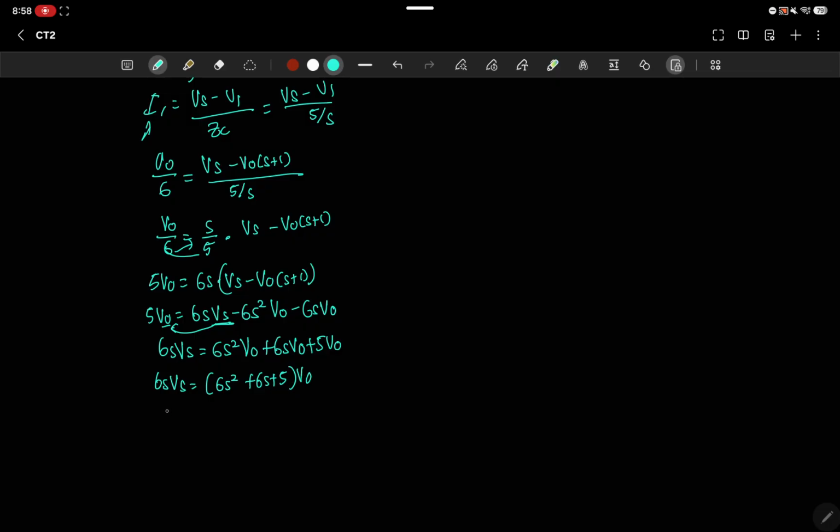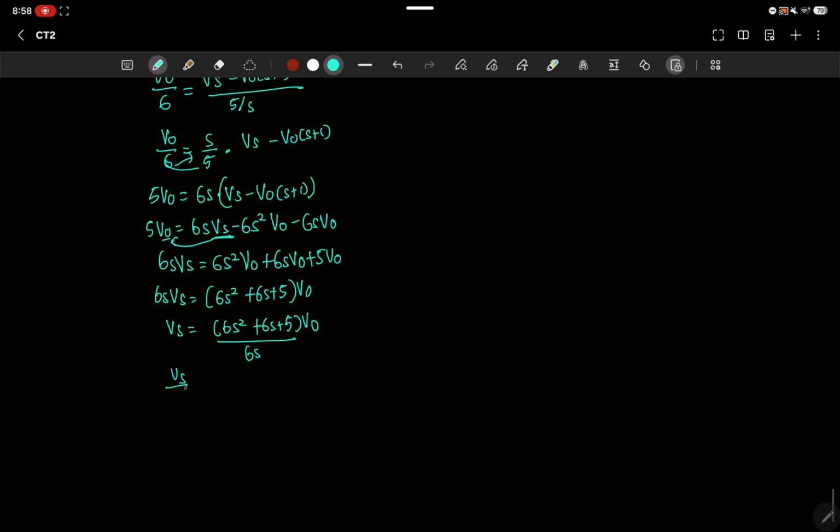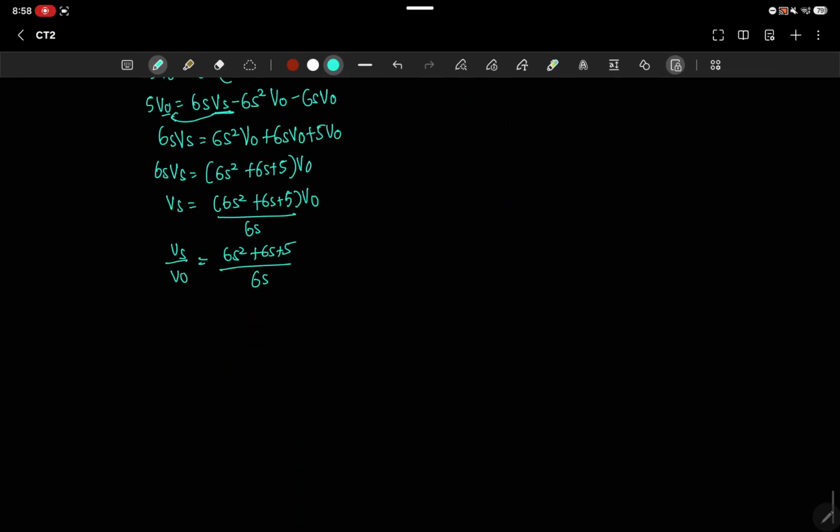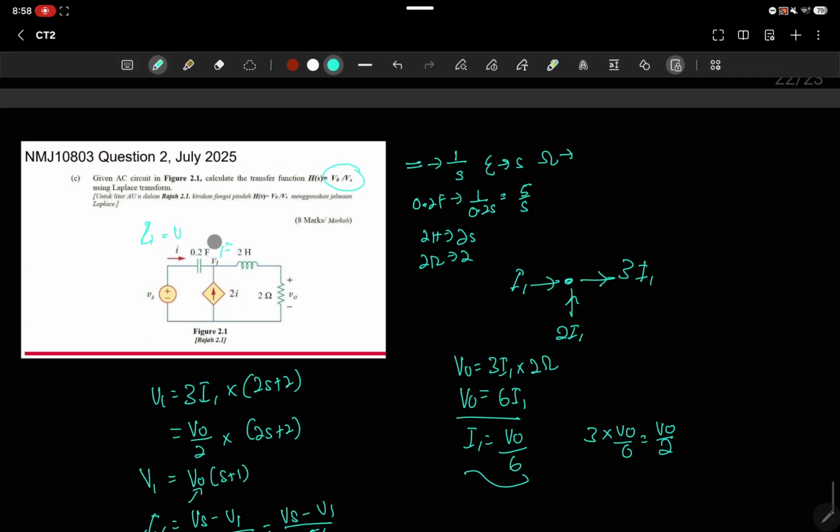So this is our Vo. Now Vs is 6s squared plus 6s plus 5 times Vo over 6s. Now Vs over Vo is 6s squared plus 6s plus 5 over 6s. The question asks for Vo over Vs. So Vo over Vs is just the inversion of this. Okay, so you need your basic circuit skills, and you need to know what to do. Okay, that's all. Thank you.